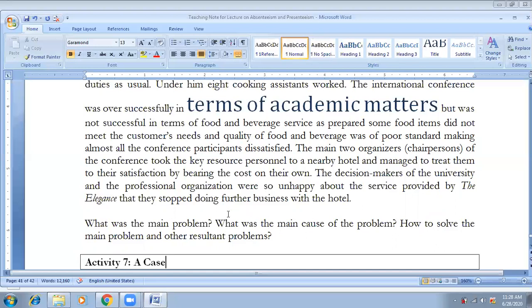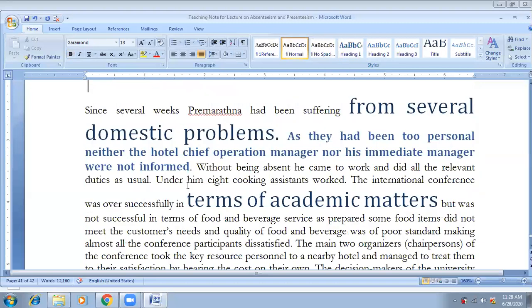What was the main problem? What was the main cause of the problem? How to solve the main problem and other relevant problems? Of course, if you are intelligent, you can judge and tell the answer. What was the main problem? Not absenteeism, really, but presenteeism. The person came while being sick, but here the sickness is not physical. Here the sickness is mental, because he had two personal problems.